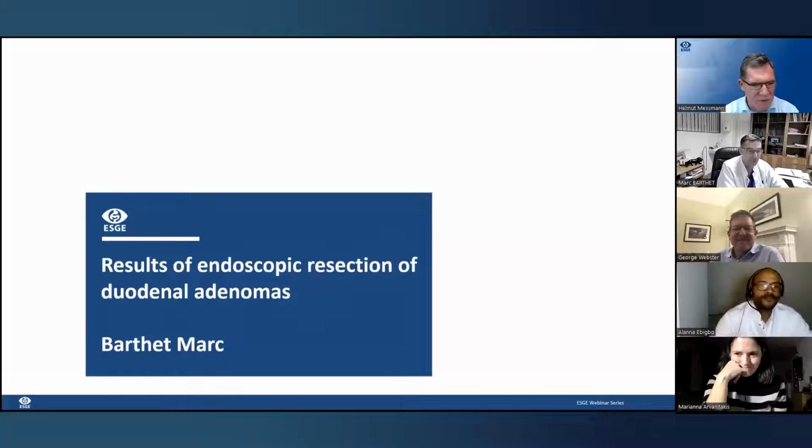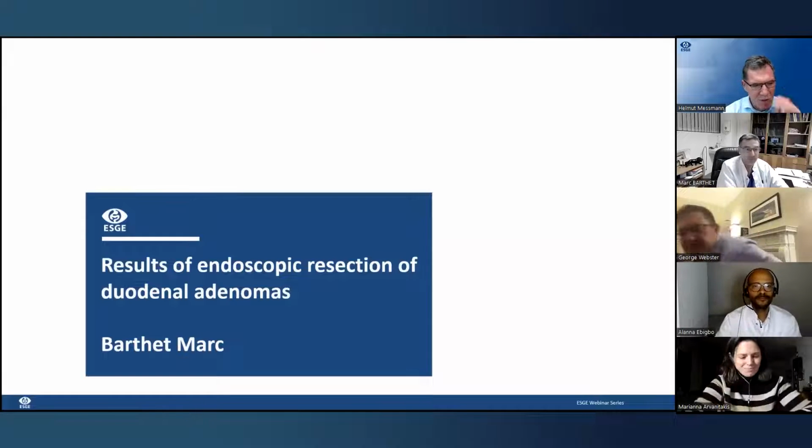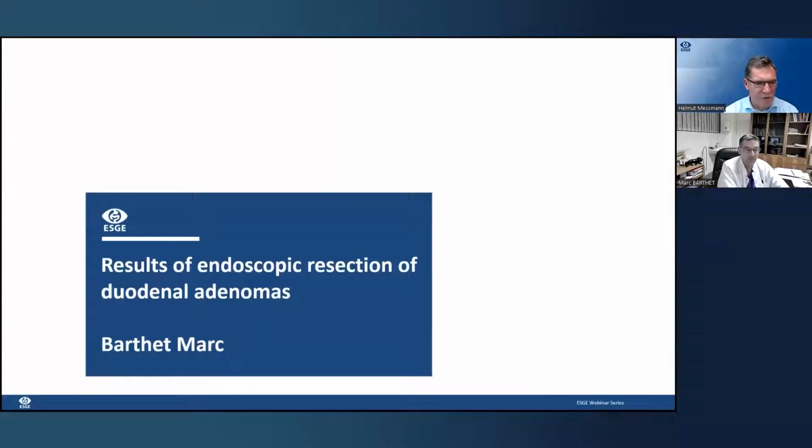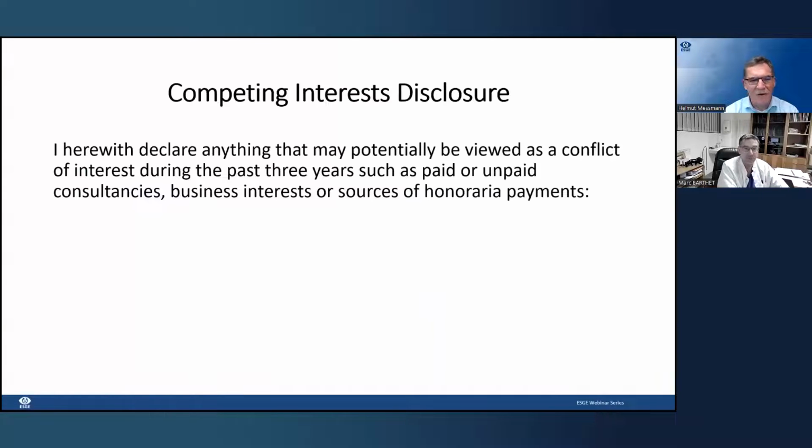Great advice. Great advice. Helmut, we probably need to move forward, do we, to sure. Marc and Marianna? We invited Marc because we know he had also great experience with treating these lesions and recently published also a paper on this resection of these duodenal adenomas. And I'm happy that Marc can give now his experience with his data. And yeah, Marc, please.